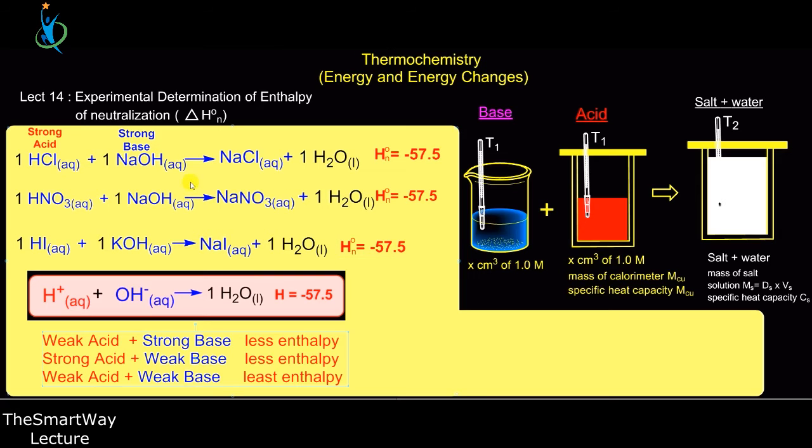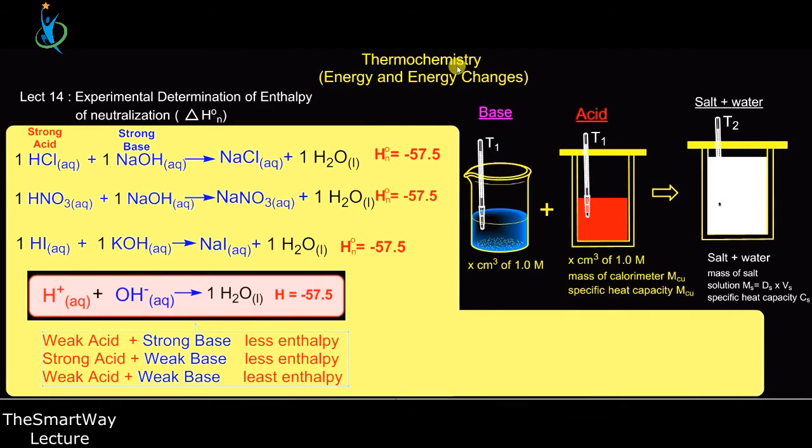We observe that in these reactions, 1 mole of water is produced from each of the reactions. You can see that 1 mole of water is produced here, 1 mole here is also produced, and also 1 mole is produced here. So in each of these reactions, you realize that 1 mole of water is produced. And so we define standard enthalpy of neutralization with respect to the formation of 1 mole of water.